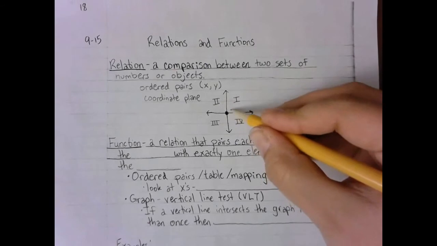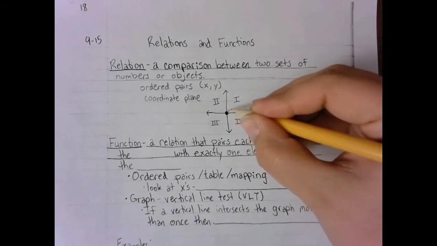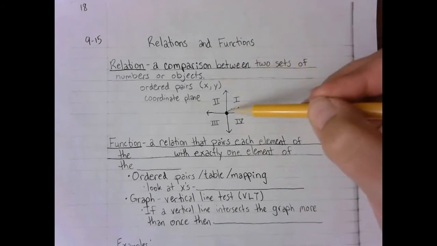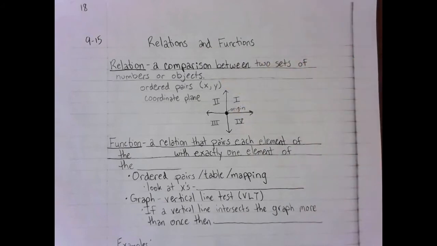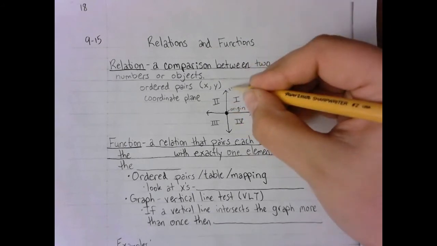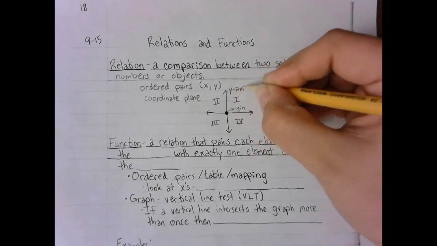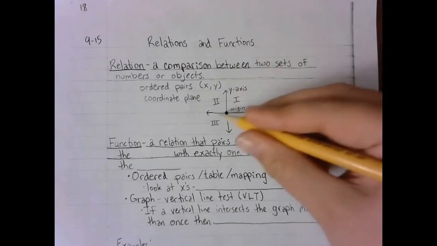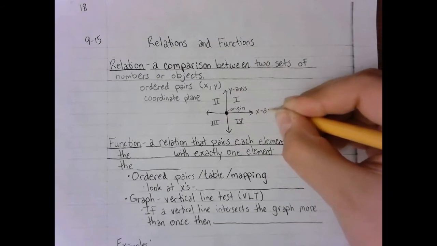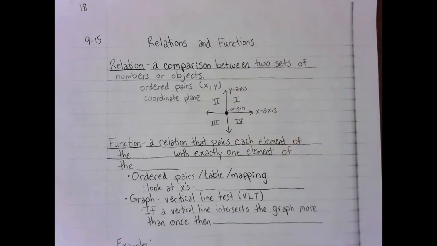It's also helpful to know this dot in the middle is called the origin. The ordered pair for the origin is (0, 0). This vertical line, up and down, that's our y-axis. And the horizontal line, left and right, that's the x-axis. So that's a relation: any comparison between two sets of numbers or objects.